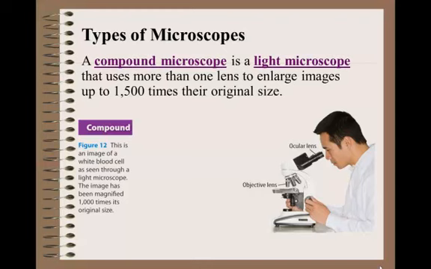So a compound microscope is a light microscope. It can magnify up to 1,500 times the original size of the object that is put on the glass slide. Our total magnification, so the highest that our microscopes will magnify, is 1,000 times. So they're pretty strong compound light microscopes, whereas the best ones can go up to about 1,500.